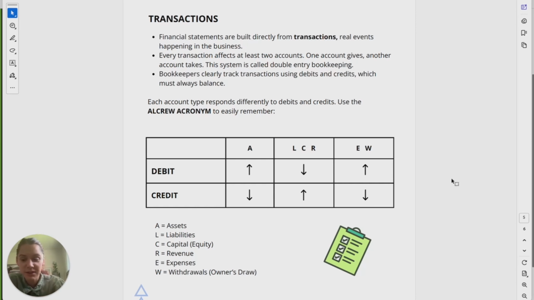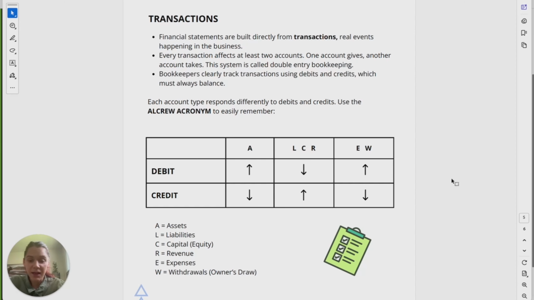So for example, you can see at the top here, I have the acronym ALCREW. A is assets, L is liabilities, C is capital, which is another word for equity. R is revenue, E is expenses, and W is withdrawals, or owner's draws. Think of that as like dividends, the owner taking money from the company.